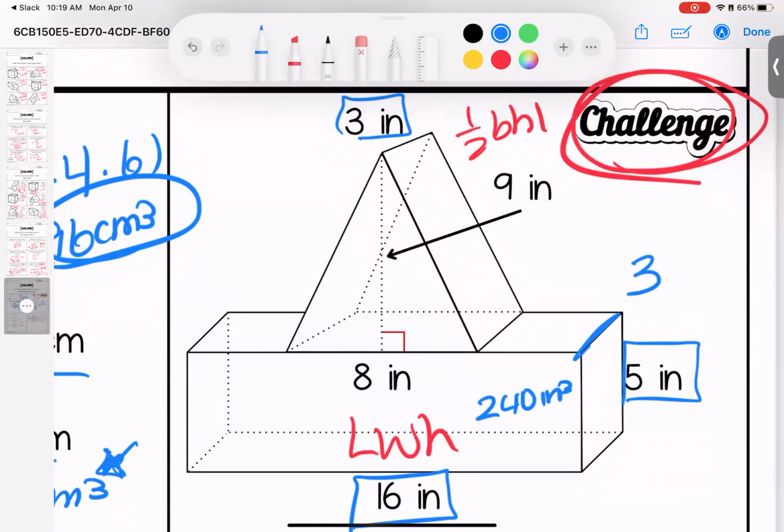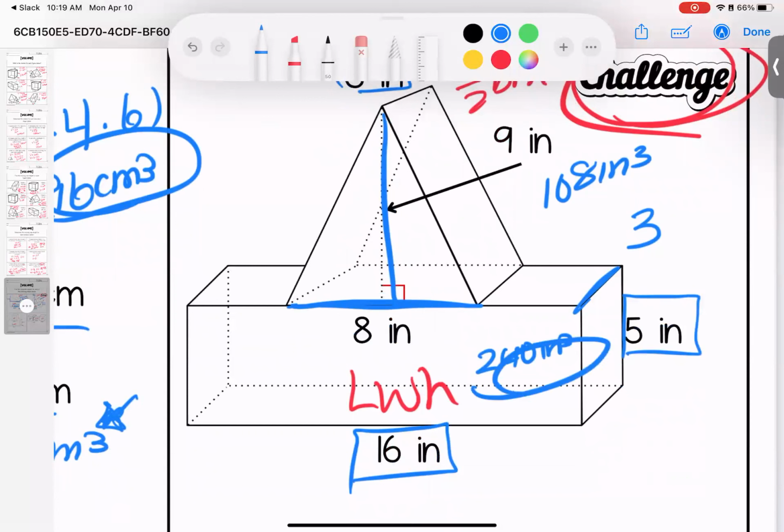Now for our triangle though, we'll see we have an 8, a 9, and a 3. So 8 times 9 times 3 gives me 216, but I need half of it. So I have 108 inches cubed. Now I need to add my 2 pieces together. I have 108 plus 240, which gives me 348 inches cubed.